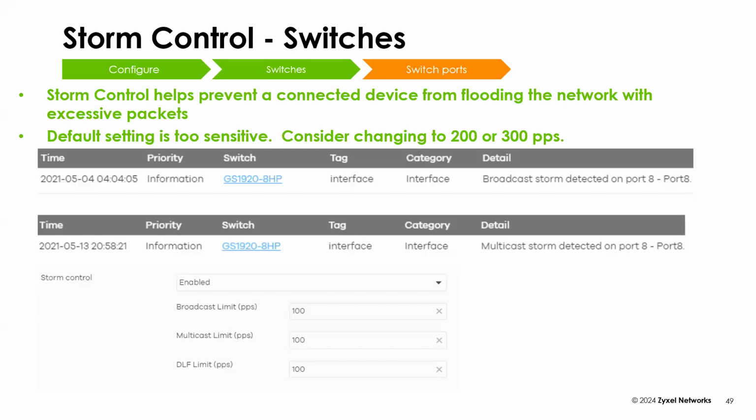Another one here, we have gotten feedback from our tech support team that generates a lot of calls, is storm control. Storm control is where we identify a device on your network putting out a large number of packets, and we will generate a log entry that says broadcast storm detected or multicast storm detected. It's very common for us to get calls from people saying, hey, why do I keep seeing this in my log? What's going on?